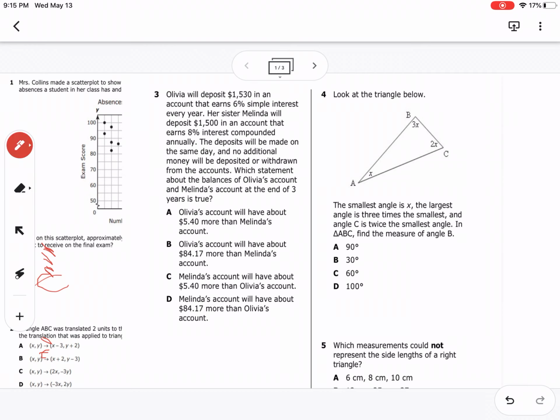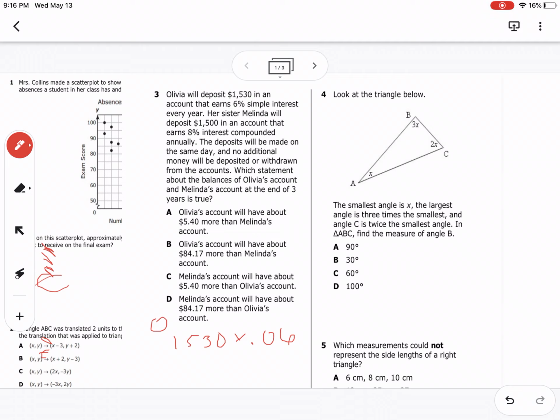Erase that. Okay, so whenever we are working out this problem, basically they're each going to earn a little amount of money because they've deposited money into their account. So to find this, starting off with Olivia's, she has 1530 times 0.06. Okay, that is Olivia's. I'm going to put an O here for Olivia.